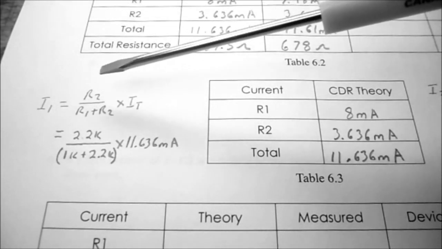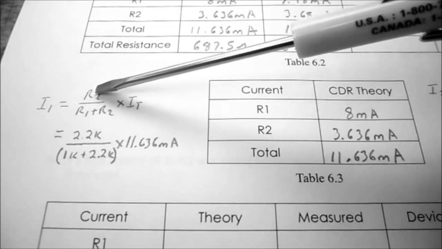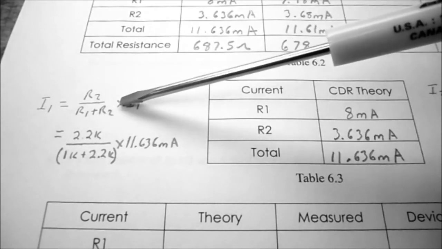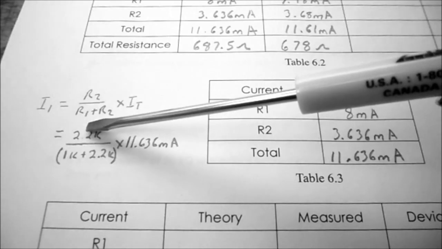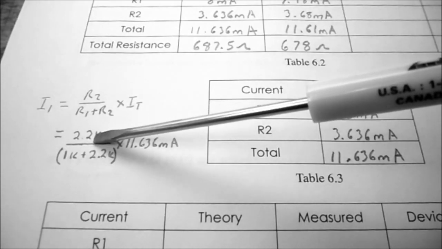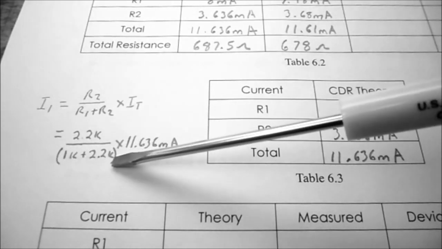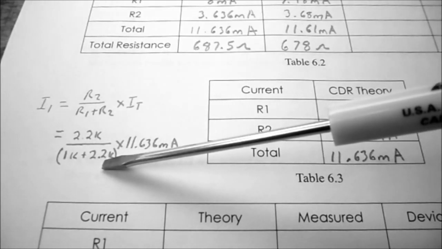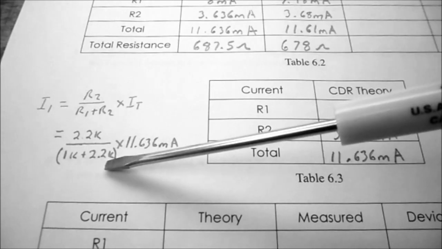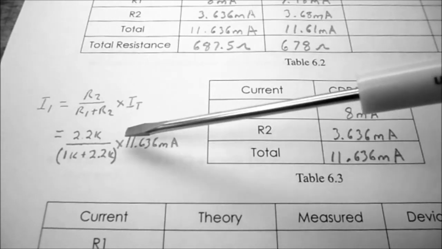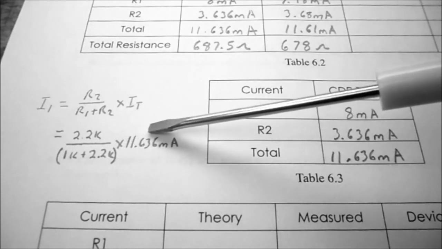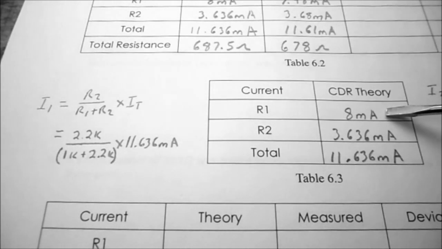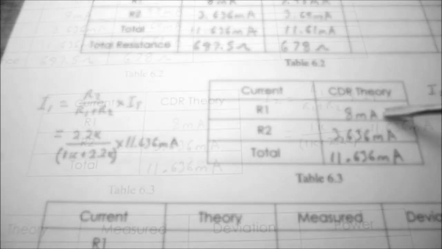So using current divider rule, you take the resistor that you don't want over the two resistors times IT. In this case, it's 2.2 k divided by, and I've put brackets around my 1k plus 2.2 k to preserve the order of operations when I put this in my calculator, times 11.636 milliamps, and the total came out to 8 milliamps.